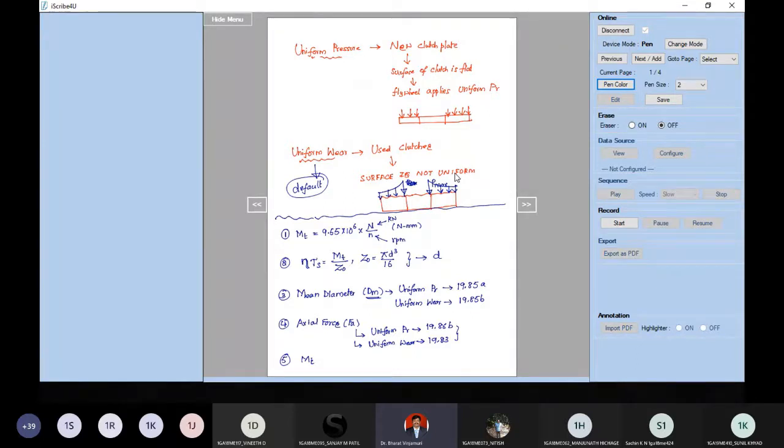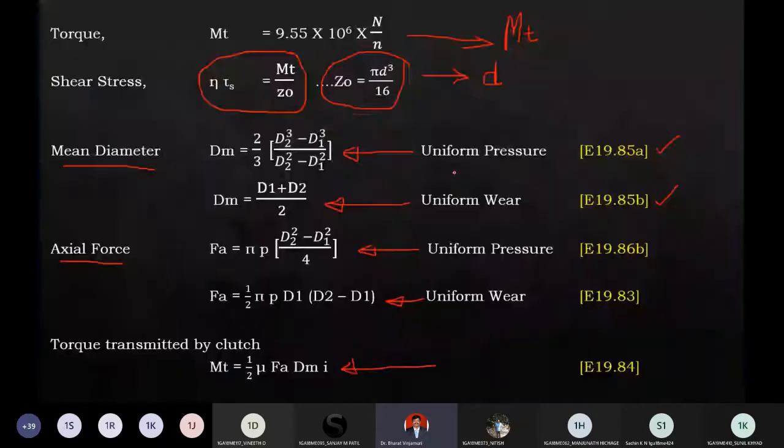So we use this equation, MT, torque transmitted. This torque transmitted we are going to use in equation number 19.84 from the data. Here these are the equations. Now in this case, FA, you know what FA is? FA is nothing but axial force. From here we get dm from the previous step. i is the number of frictional pairs, and mu is the coefficient of friction.